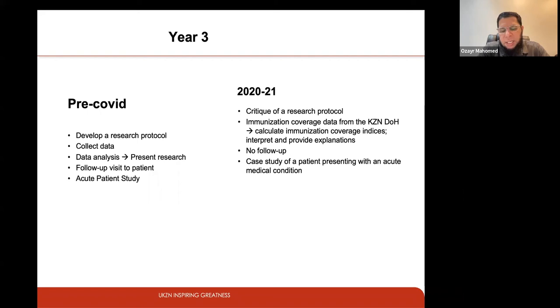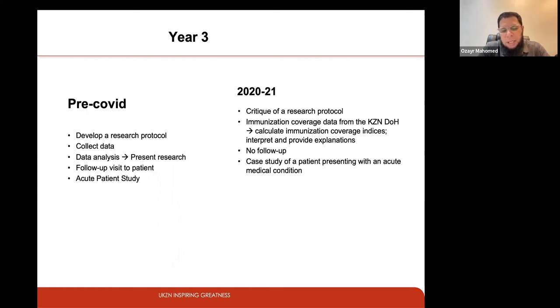They would collect the data, enter the data into a Microsoft Excel database, analyze the data, develop a poster presentation similar to what's been presented in conferences, and they would also conduct a follow-up visit for their patients. And in third year, we would ask them to identify an acute patient that presents with a minor illness at a facility, analyze the case, and identify or answer 3 questions from a population perspective.